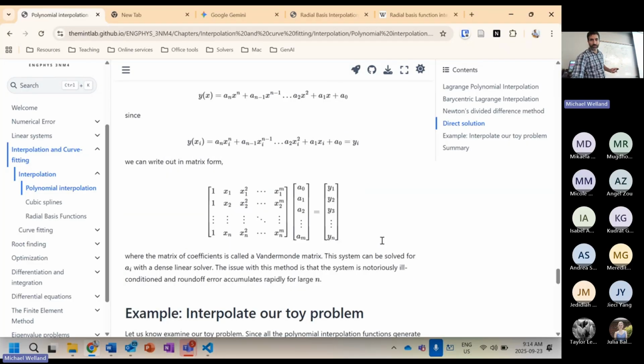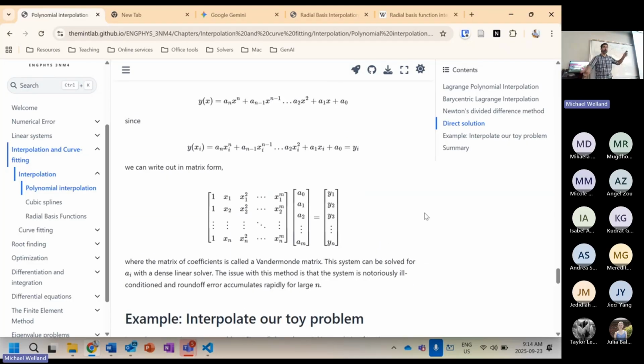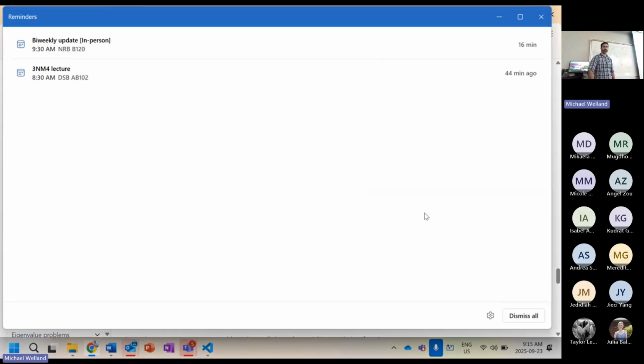How much more space do I have here? That's okay. Oh, no, I need to get through RBFs. Oh, and cubic splines, too. I'm going to be running into Thursday. Yes, thank you.